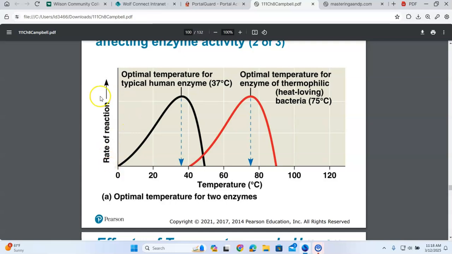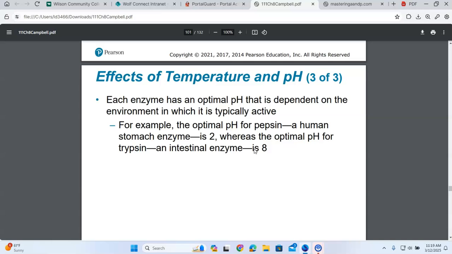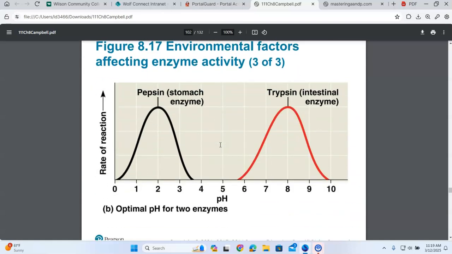This is just showing you 2 different optimal temperatures, one for a human enzyme, which is around body temperature, and then one for a heat-loving bacteria, a thermophilic bacteria. Every enzyme has an optimal pH. The optimal pH for most enzymes in the human body is around 7.4, which is about the same pH as our blood. But in the stomach, there is an enzyme called pepsin. It's a stomach enzyme, which begins the breakdown of protein, and the optimal pH for pepsin is 2. And stomach acid helps to decrease that pH.